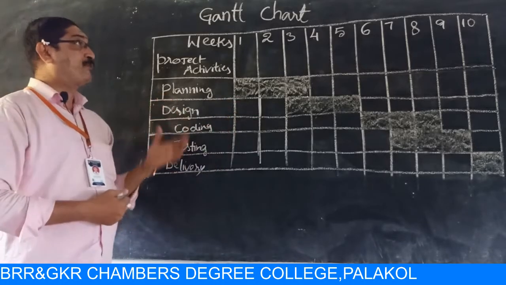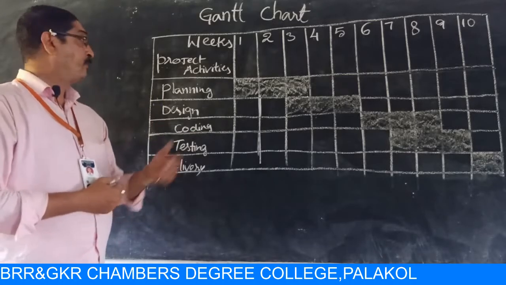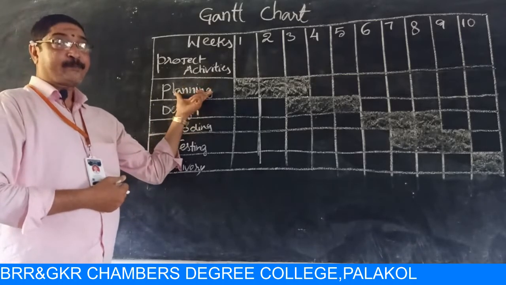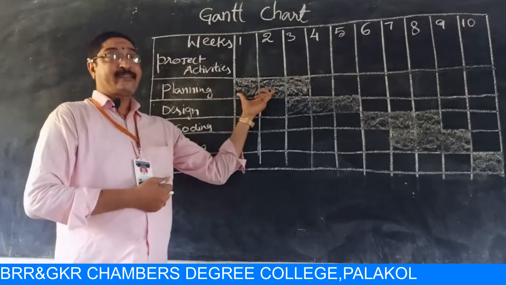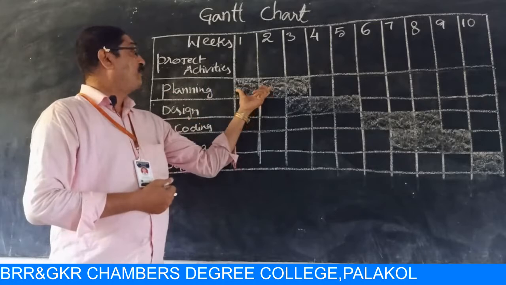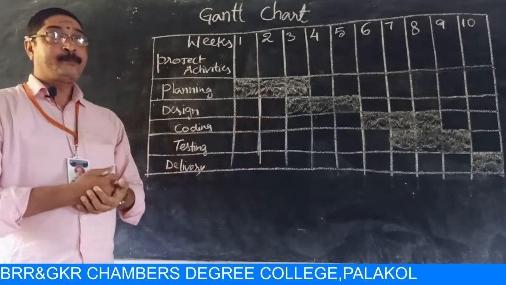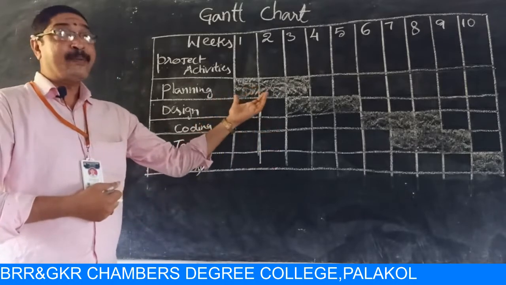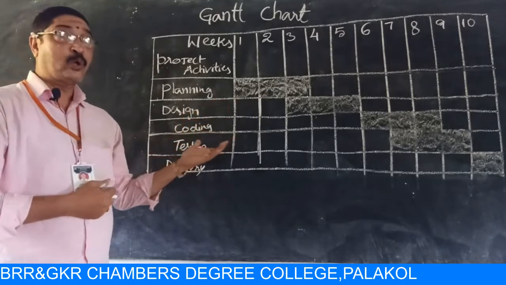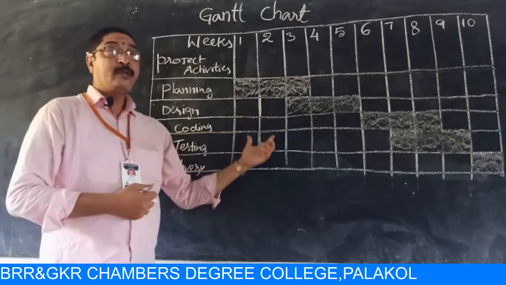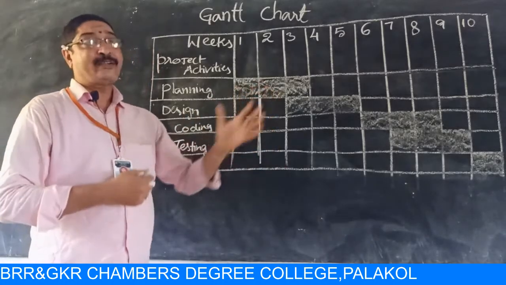Please observe this diagram carefully. In this, the planning activity is planned for the first 2 weeks. In the first 2 weeks, no other activity is allocated. That means, without completing the planning, we cannot do anything. So we cannot design, we cannot code, we cannot test. That's why no work is allotted in these 2 weeks. Only planning is allotted.